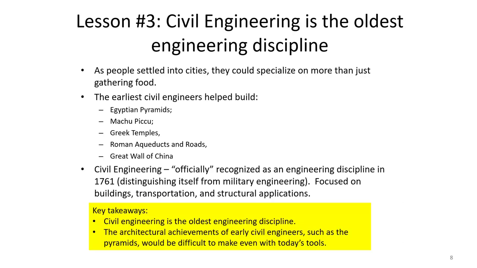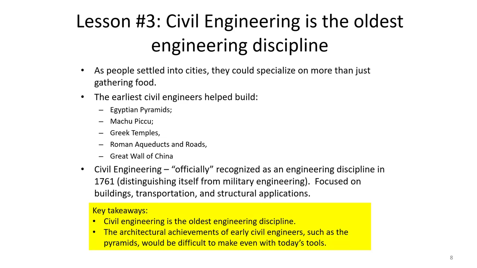All right, on to lesson 3. Civil engineering is the oldest engineering discipline. We learned that as people settled into cities, all of a sudden people could specialize. Not everybody had to be a farmer anymore. And so we started to develop different kinds of professions, including civil engineers. Civil engineers were needed to build buildings and roads and infrastructure to support early cities.